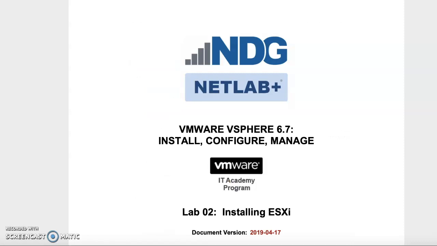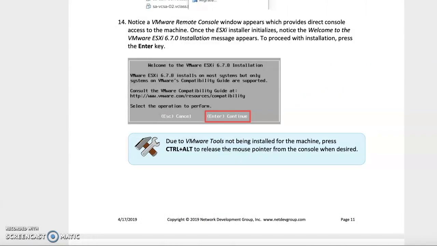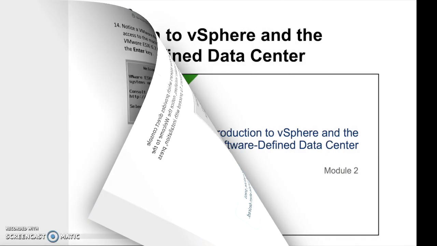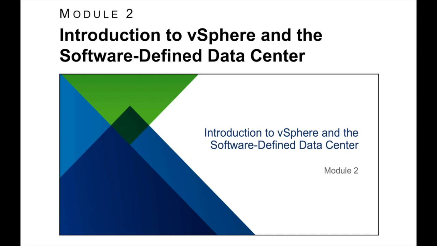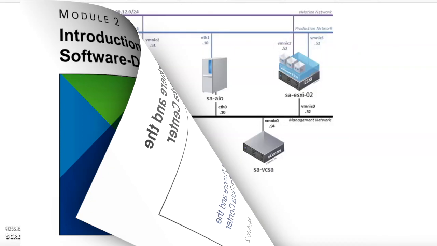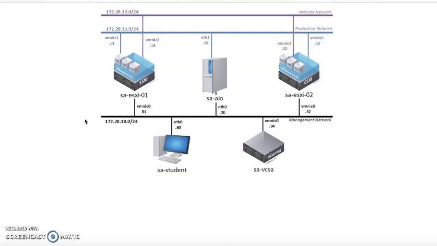In NetLab 2, we will continue to explore by learning how to install one of vSphere's fundamental building blocks, the ESXi hypervisor. In preparation for this, make sure to read Module 2 in the book, which will provide the necessary concepts that will help you to understand more fully some of the procedures that will follow in the labs. Here are some important terms and concepts that we will cover in Module 1.